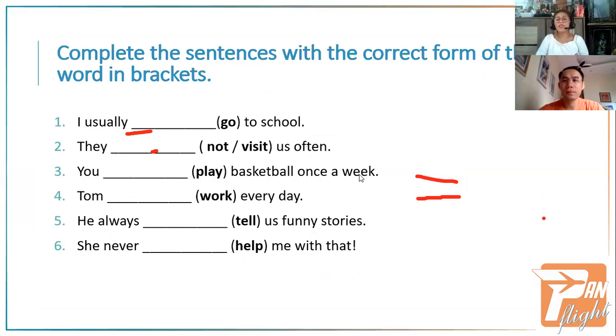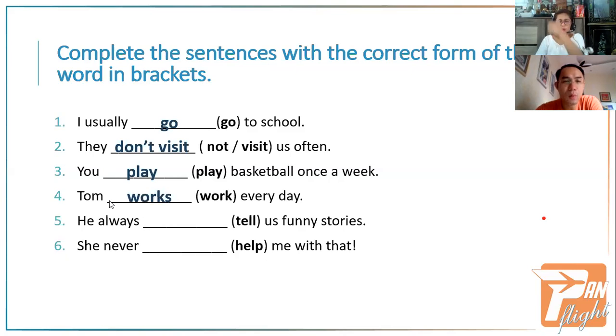Look at this one. Can you answer? You want to answer? Yeah, I think so. You answer only 1 to 6. Just give the correct. I usually go to school. They don't visit us often. Very good. Number two, they do not visit them. Ah, very good. Next, you play basketball once a week. Four. Works. Every day. He always tells us funny stories. Six. She never helps with us. Okay. Good job.